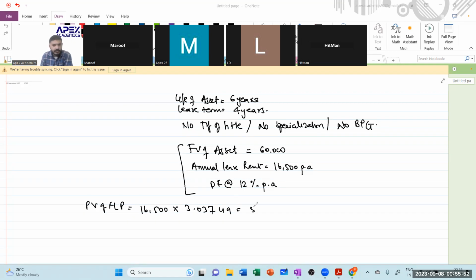What is your answer? 50,116. Correct. For people who cannot calculate the annuity factor on a calculator, don't worry. I will teach you if you come. 50,110 will also work; it's just decimal rounding off. Don't get worried, 50,111, it's a decimal rounding off.